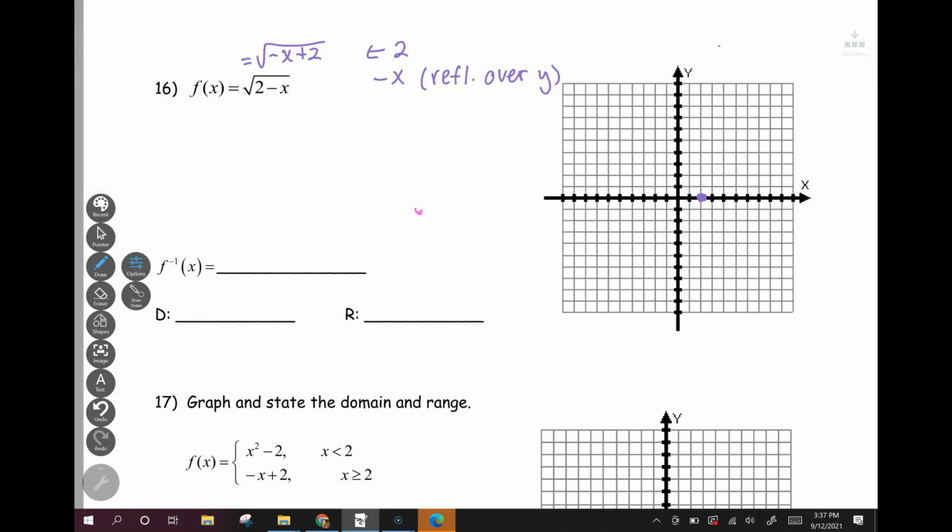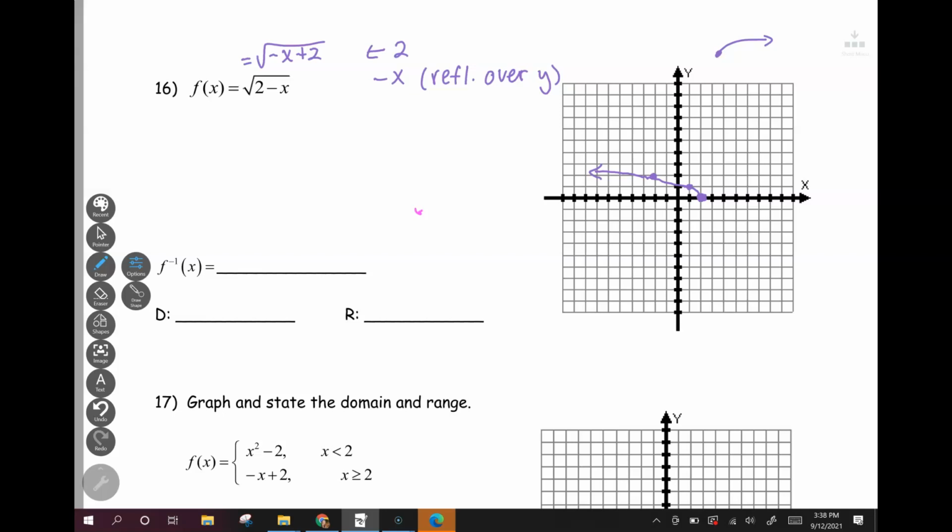Now remember, normally your graph goes that way for the square root, but since I reflected over y, it should now face the other direction. So it should look like this. If you're not sure, just plug some points in for x and you'll get the y value.